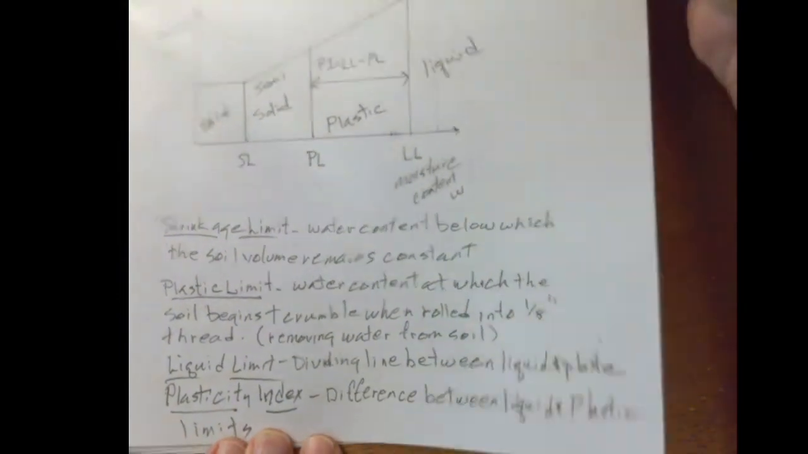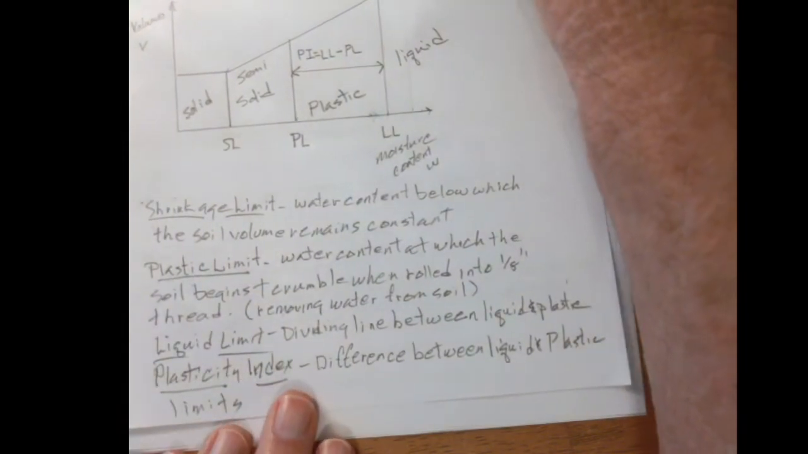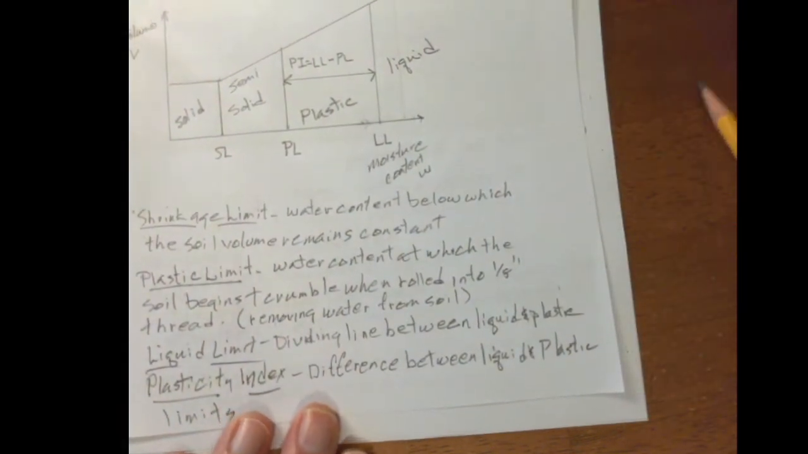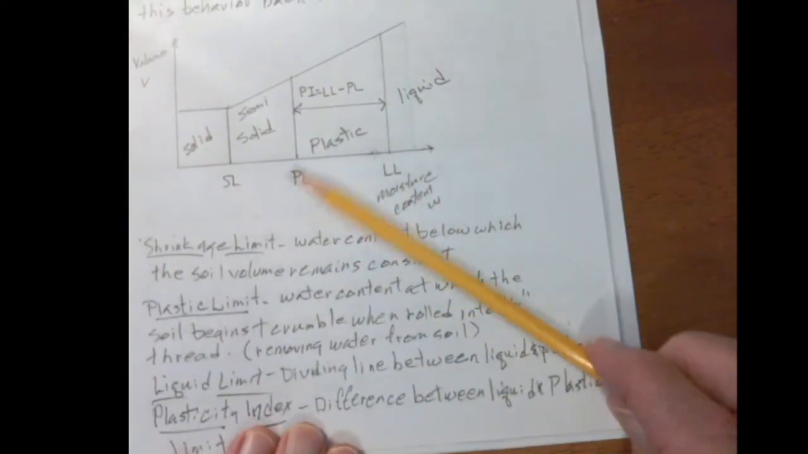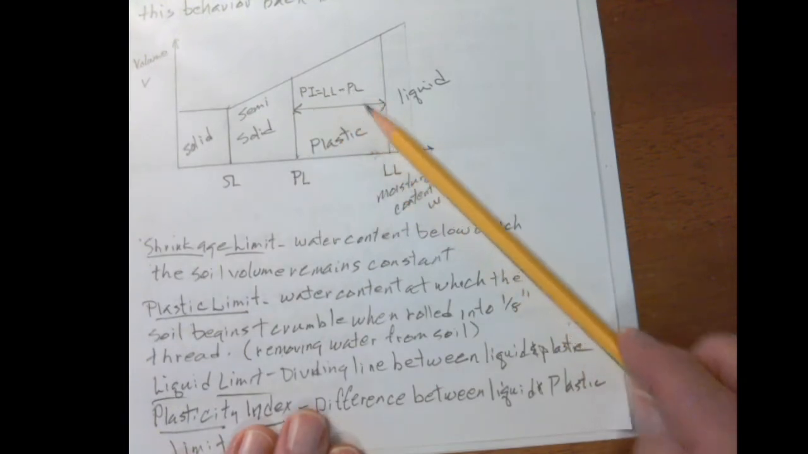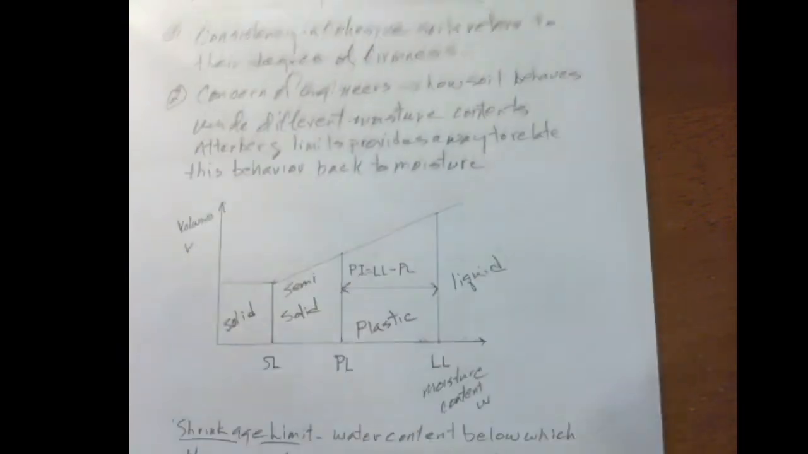Okay, let's see what else we have down here. And we have the plasticity index, which is defined as the liquid limit minus the plastic limit.